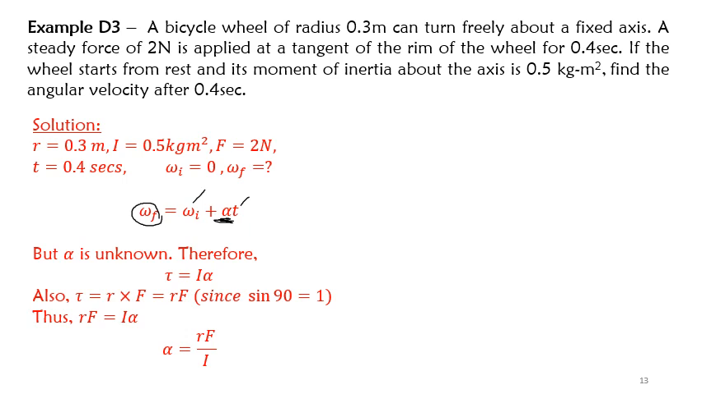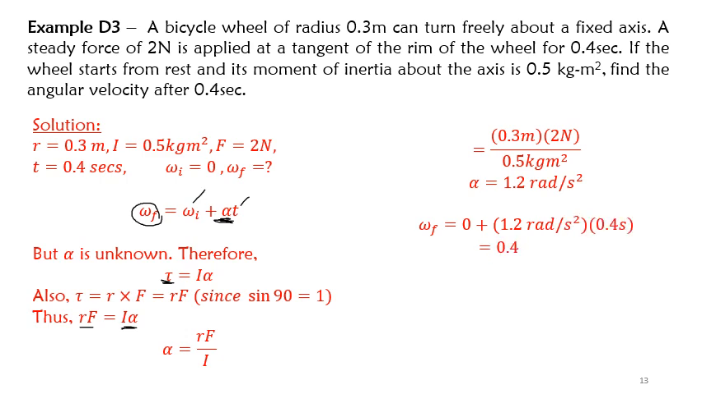So if tau, the torque, is RF, you can substitute RF equals I alpha, and making alpha the subject of the formula, you have RF over I. So you obtain your alpha, the angular acceleration, which will be 1.2 radian per second squared. Substitute back into the main expression, omega F equals omega I plus alpha t. So you have omega I as 0 plus alpha 1.2 radian per second squared, times t 0.4 seconds, and your answer will be 0.48 radian per second.